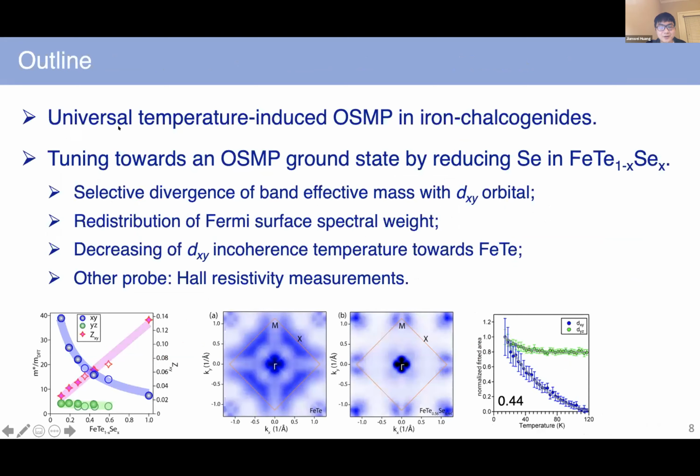So in the following talk, I will persuade you that we really find that iron tellurium is in proximity to the orbital-selective Mott ground state, by first presenting this universal OSMP crossover induced by temperature. Then we show that there are four observations that really tell us FeTe is in proximity to the OSMP ground state. First is the selective divergence of the band effective mass. Then we find the redistribution of the Fermi surface spectral weight. The third is that we find the dxy coherence temperature decreases toward the iron tellurium end. The fourth is that our ARPES observations are consistent with the resistivity measurement.